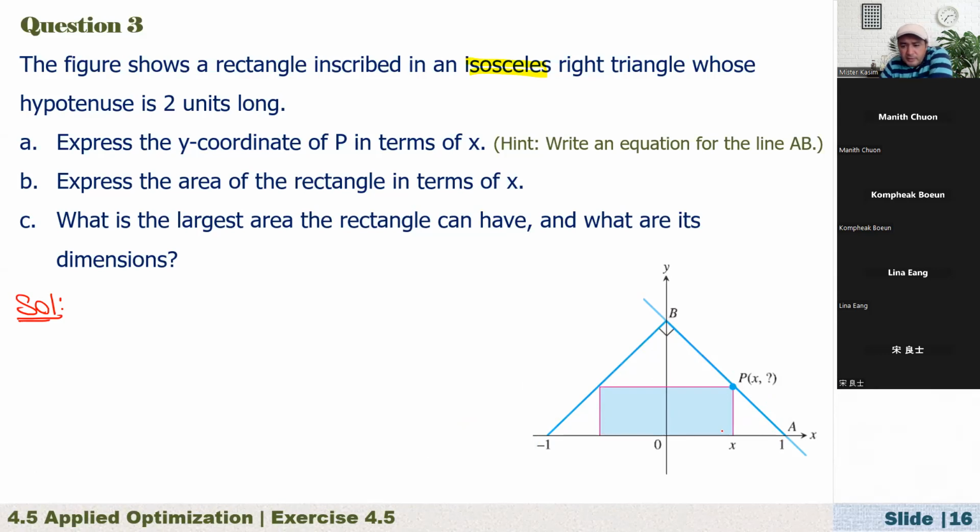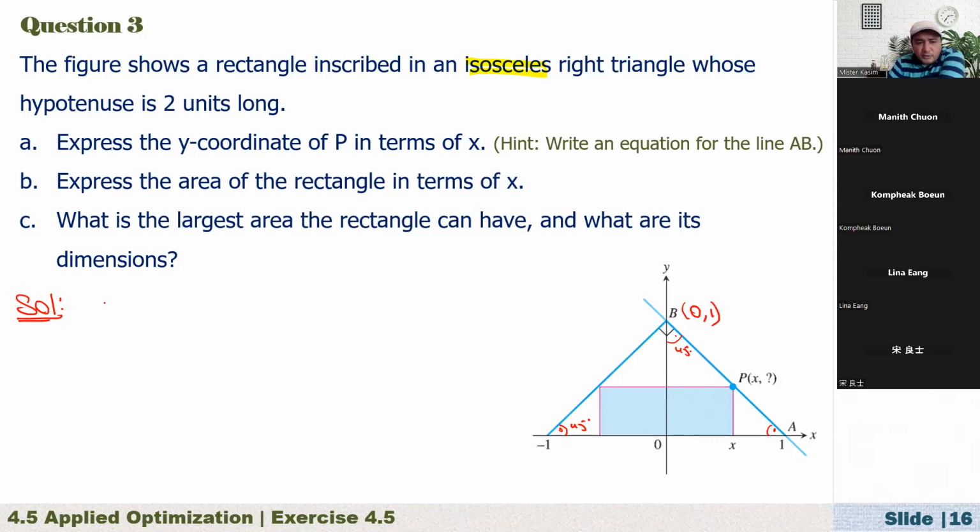So to do this, if it is isosceles, that means this angle is 45 degrees, right? And this angle is also 45 degrees. So that means if this one is 1, then OB must also be 1, because of 45 degrees, opposite side 1 and opposite side 1. So then what are the coordinates of B? It must be (0, 1).